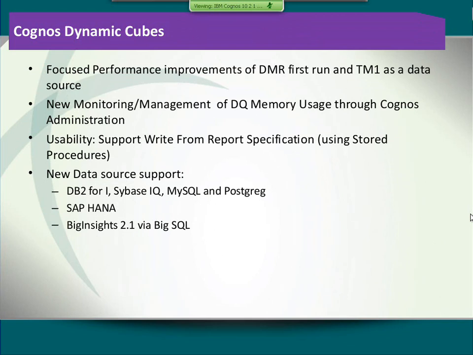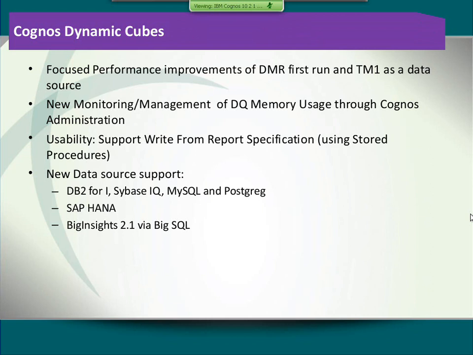We also have some performance improvements for DMR first run. So for those of you who have taken your relational data and dimensionally modeled it, now your first run is going to be much faster, and then obviously over time the data will come back faster within your reports. We've also done that with your TM1 data sources. So now you should see a much faster report display. We've also added new monitoring and management of your DQM memory usage through Cognos administration, which is important for those who are trying to track that.